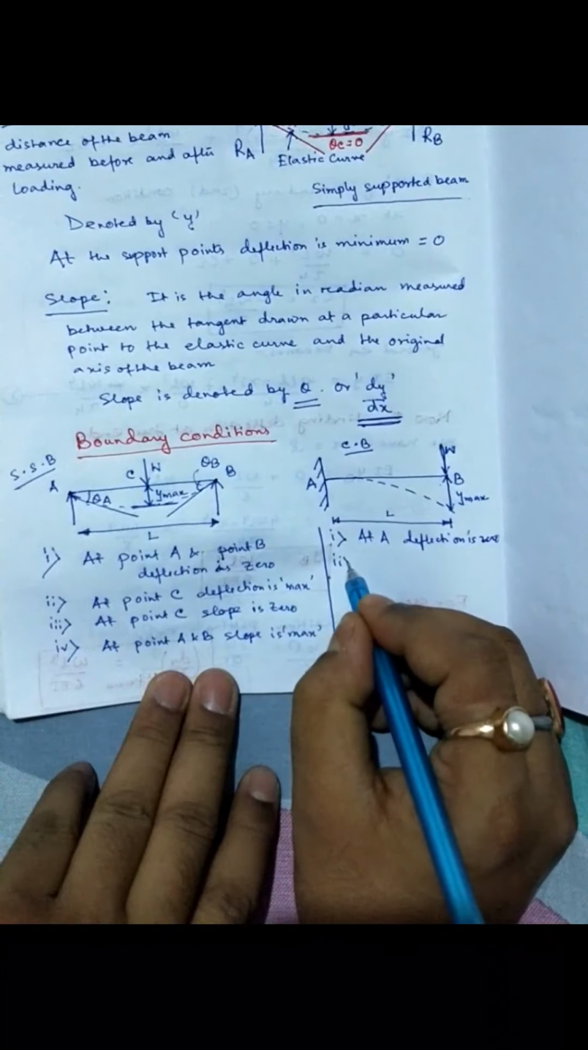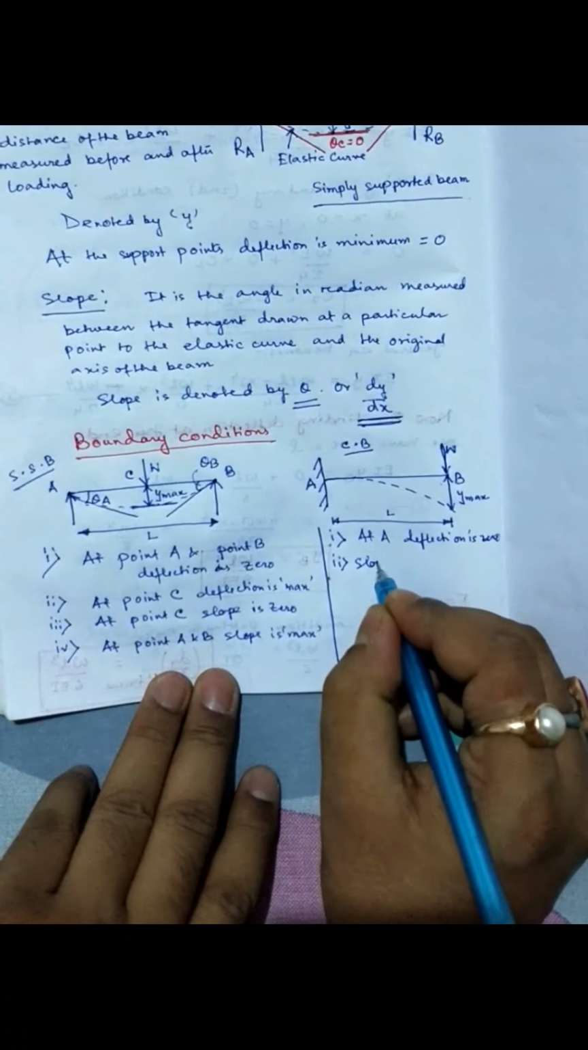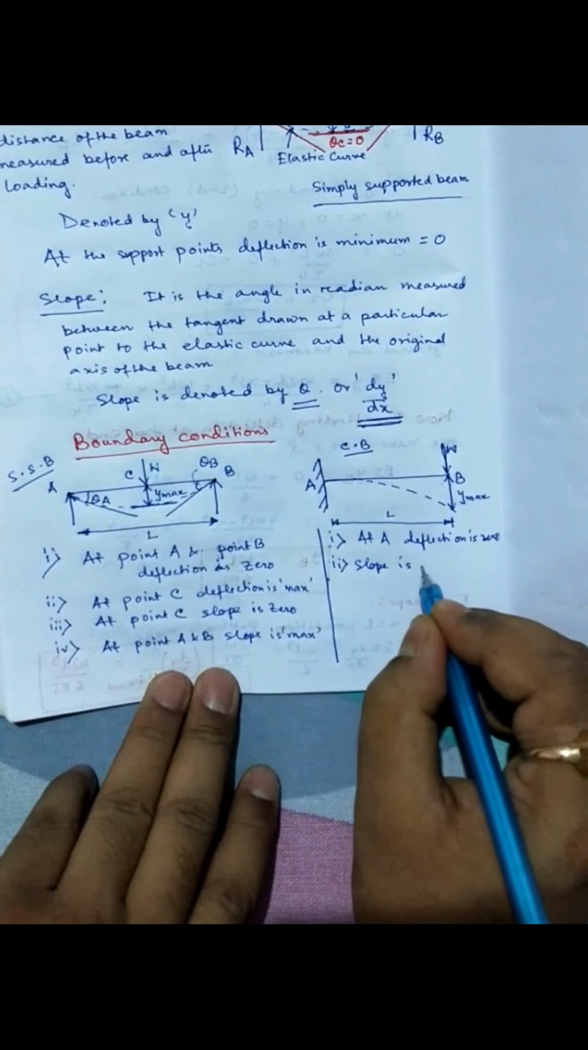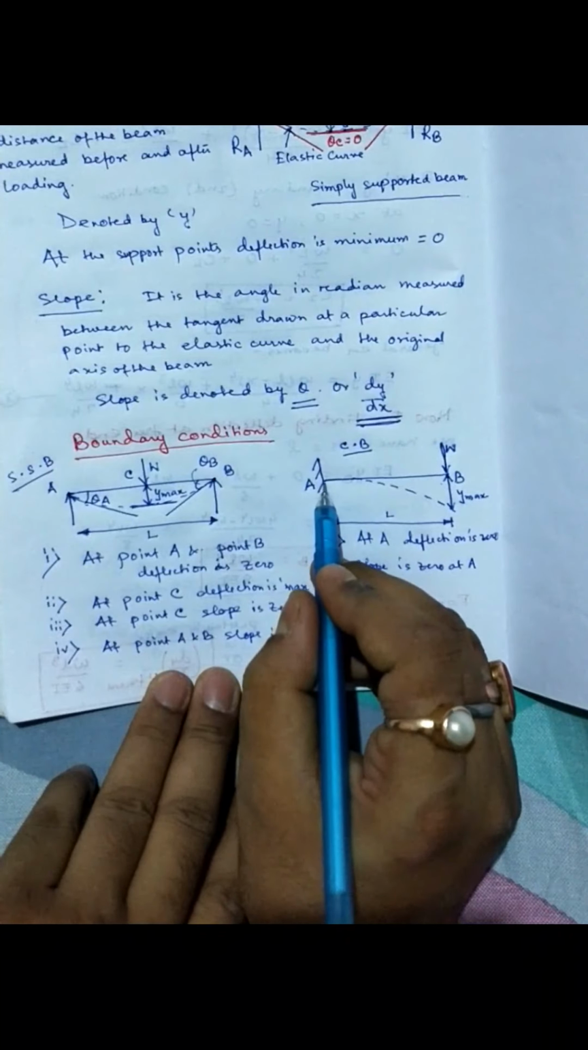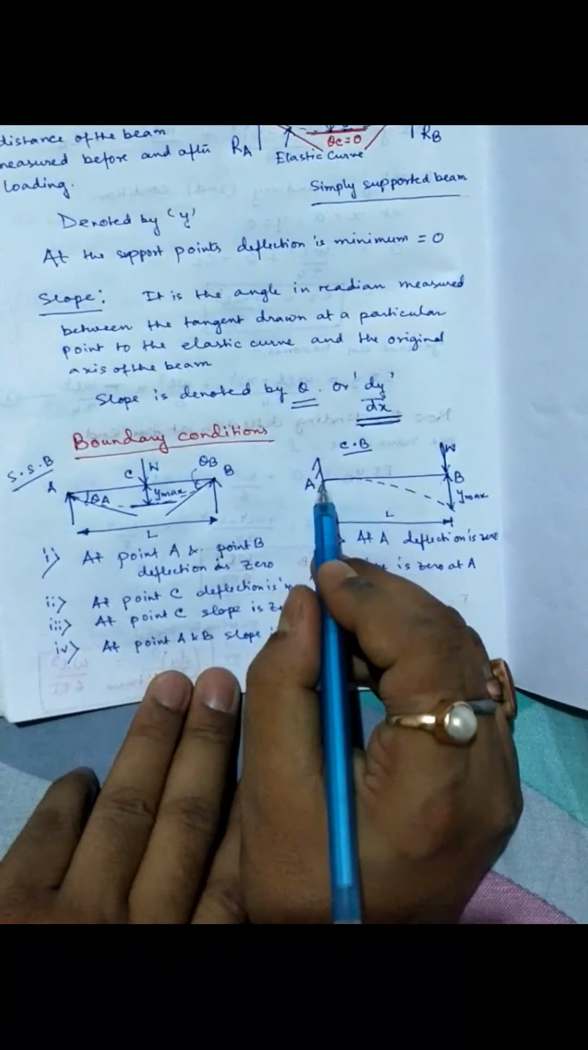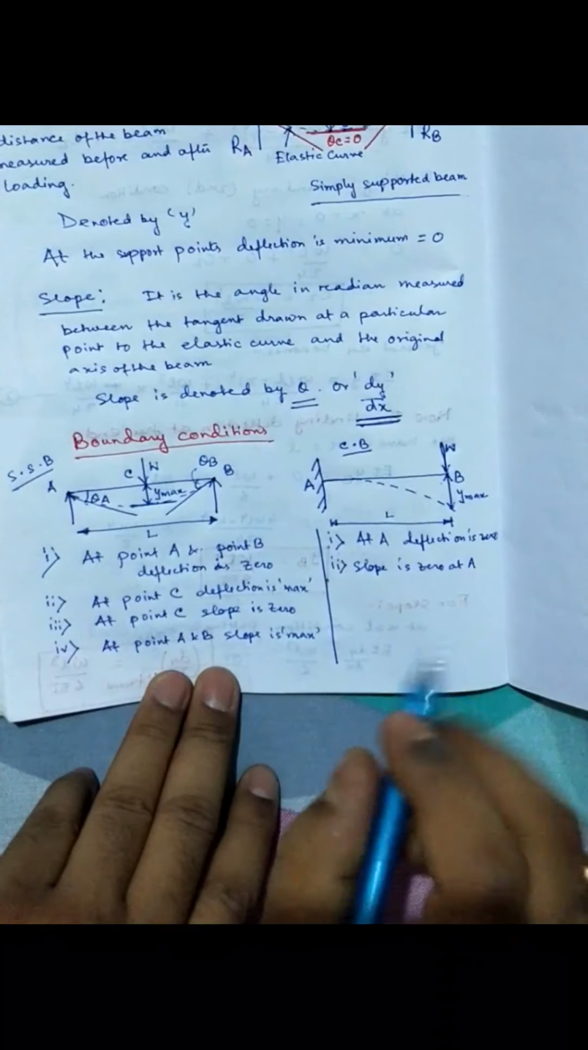Number 2, what is the slope at point A? Slope is 0 at A, because the tangent coincides with the original axis of the beam. Therefore the slope at point A will also be 0.